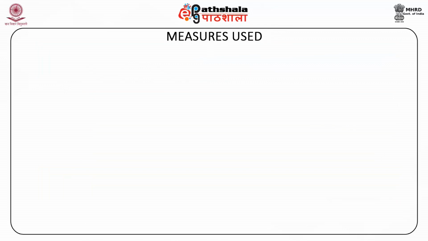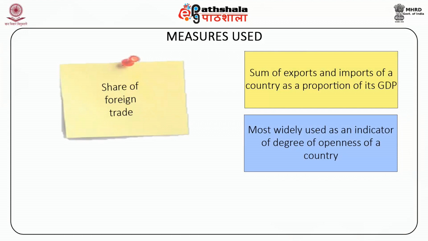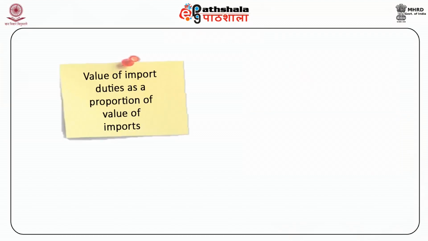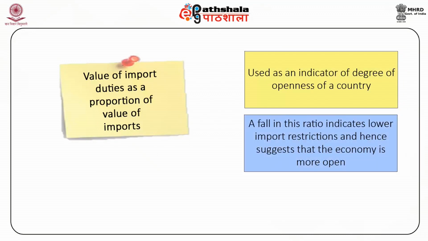Some of the measures that could be used are: first, share of foreign trade. It is the sum of exports and imports of a country expressed as a proportion of its GDP. This is most widely used as an indicator of degree of openness of a country. Second, value of import duties as a proportion of value of imports. This is often used as a measure of openness. A fall in this ratio indicates lower import restrictions and hence suggests that the economy is more open.